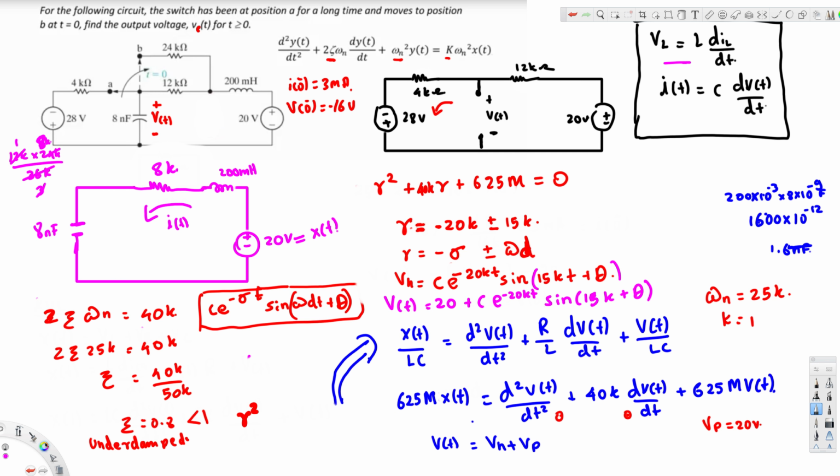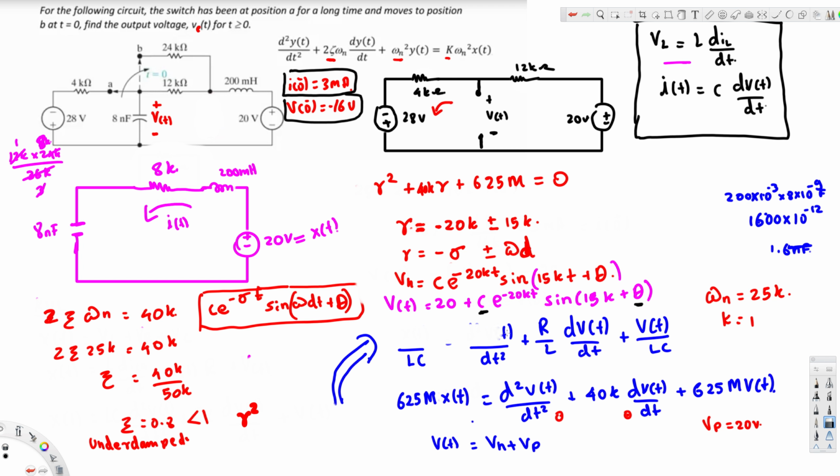Now we have to find the particular solution for the non-homogeneous differential equation. To find that, we have to find what our c value is, and also what our theta value is. To find these, we are going to use our initial conditions. That's why we found the initial conditions. This is i of 0 is equal to 3 milliampere, and also we have v of 0 is equal to negative 16 volts. So we are going to use these two pieces of information to figure out what our theta value is and also what our c value is.